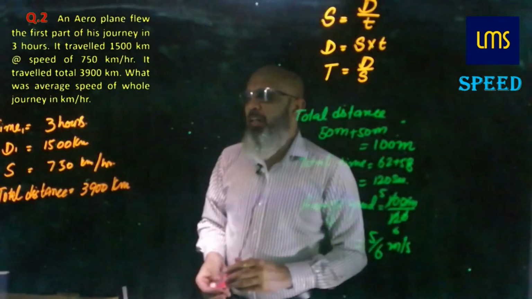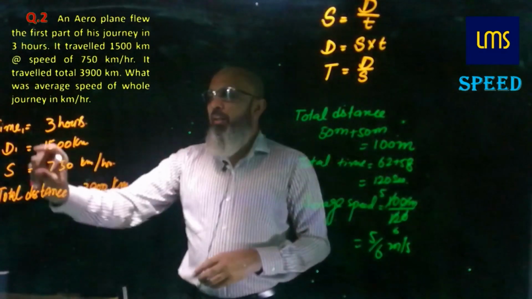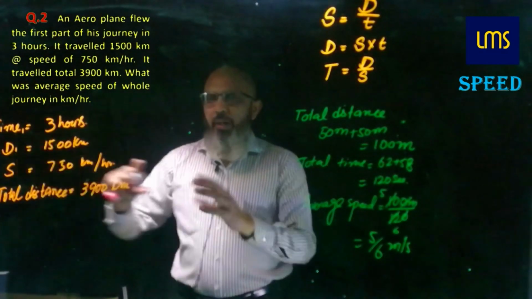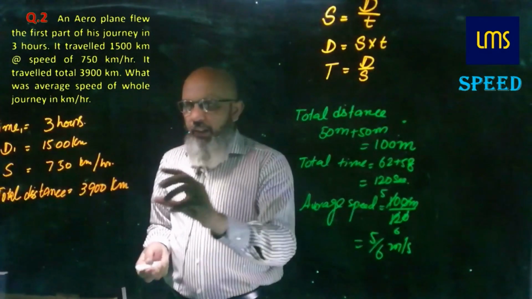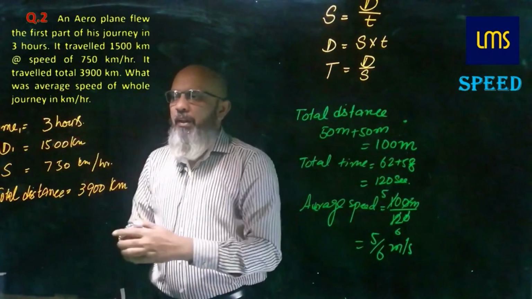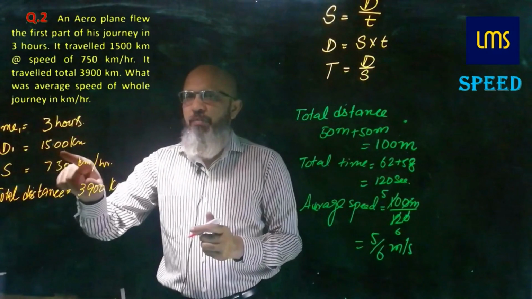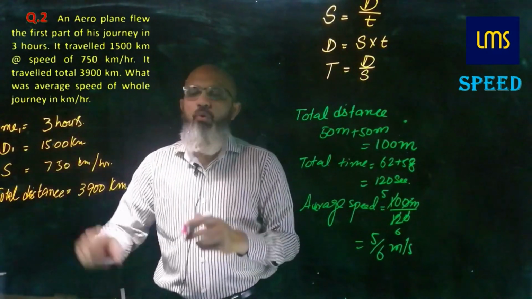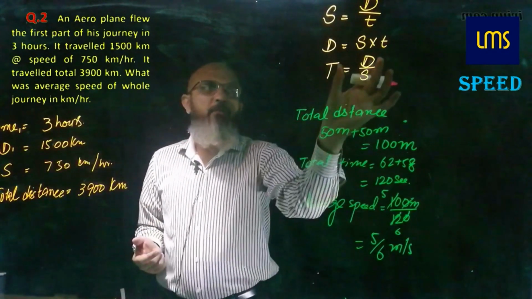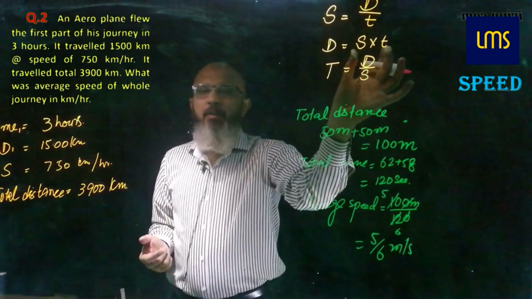So how will you find its average speed? We need the time T2, the time he traveled in the second portion of his journey. The distance is given to you, that is 1500 kilometers. Speed is given to you. So how do you find your T2?